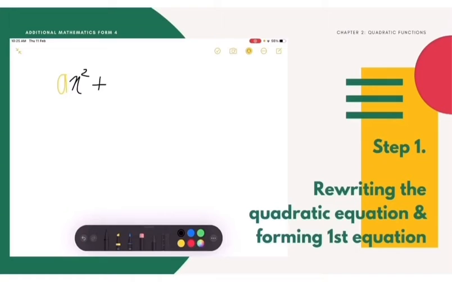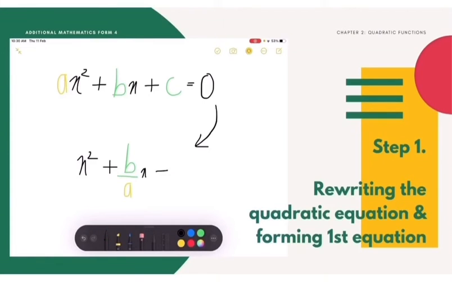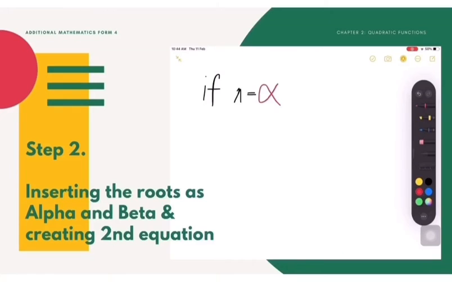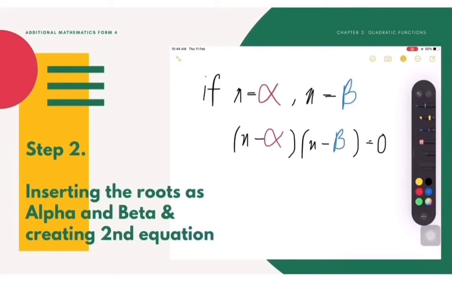Quadratic equations with given roots. As we already know, ax squared plus bx plus c equals 0 is the general form for the quadratic equation. Here, the equation can be rewritten as x squared plus b over a x plus c over a equals 0. This will be our first equation. For the second equation, if the roots equal alpha and beta, we can insert them in the quadratic equation. First, we insert the roots in the factorization form, then we will expand it.